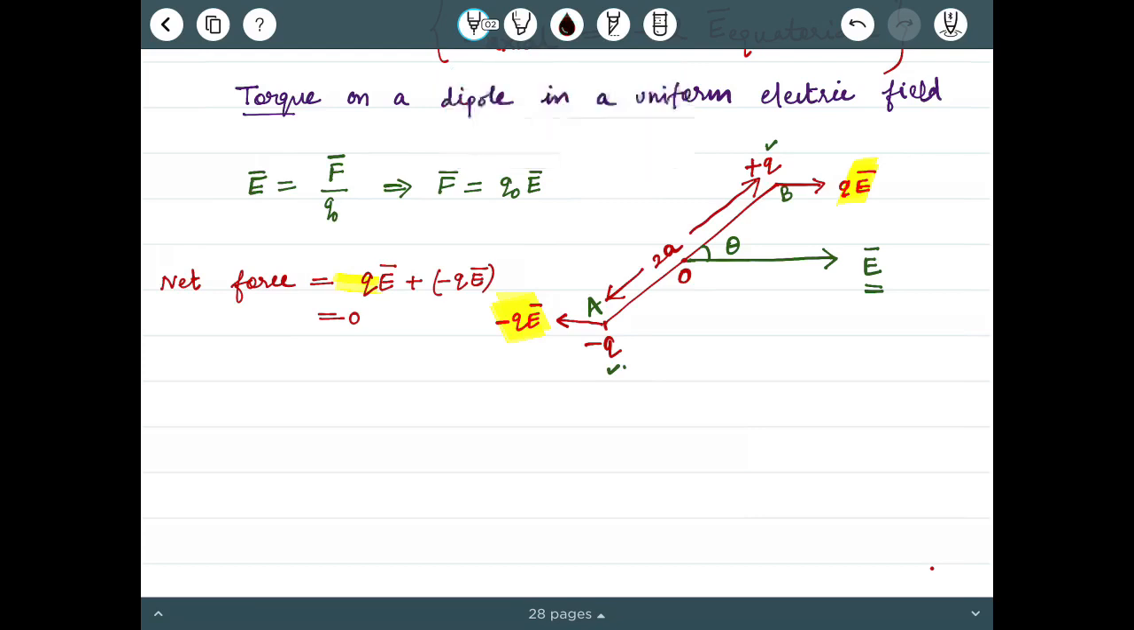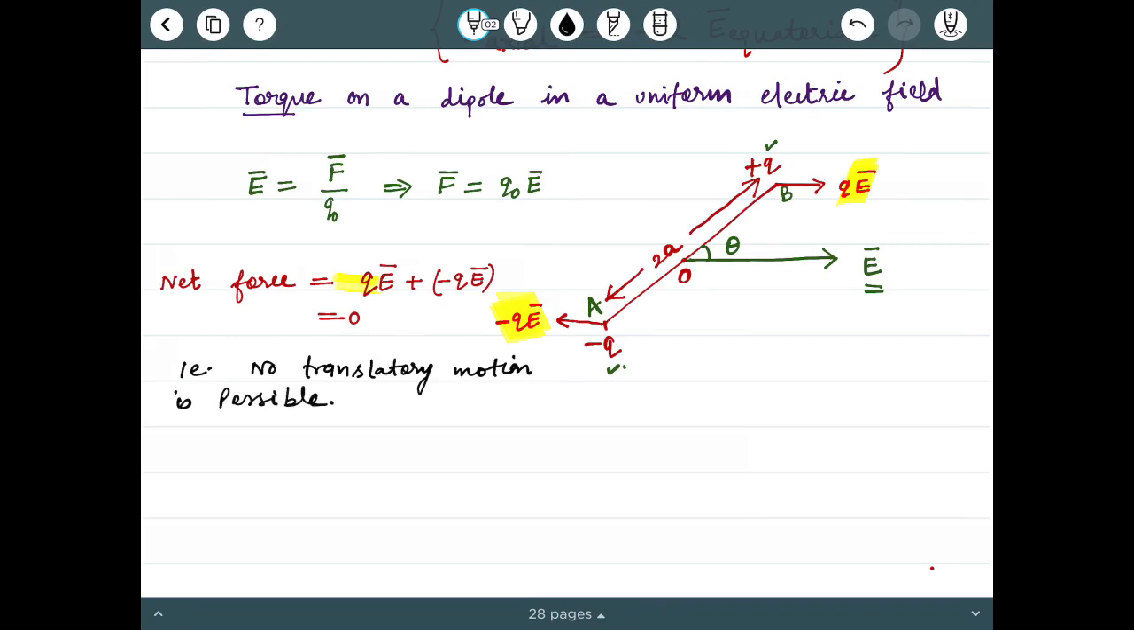We need to remember this. It means that no translatory motion is possible.